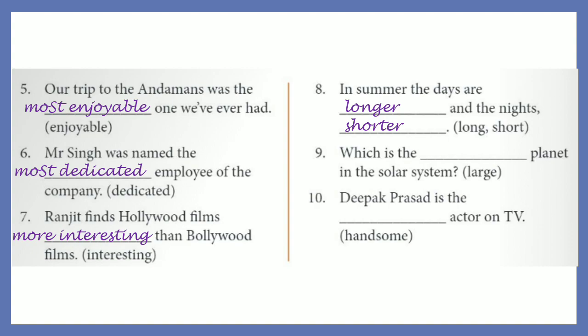Number 9. Which is the dash planet in the solar system? Large is the adjective given. Write down largest. Deepak Prasad is the dash actor on TV. Handsome is the word given. The is used before the blank. This gives an idea to use the superlative degree of handsome, that is most handsome.